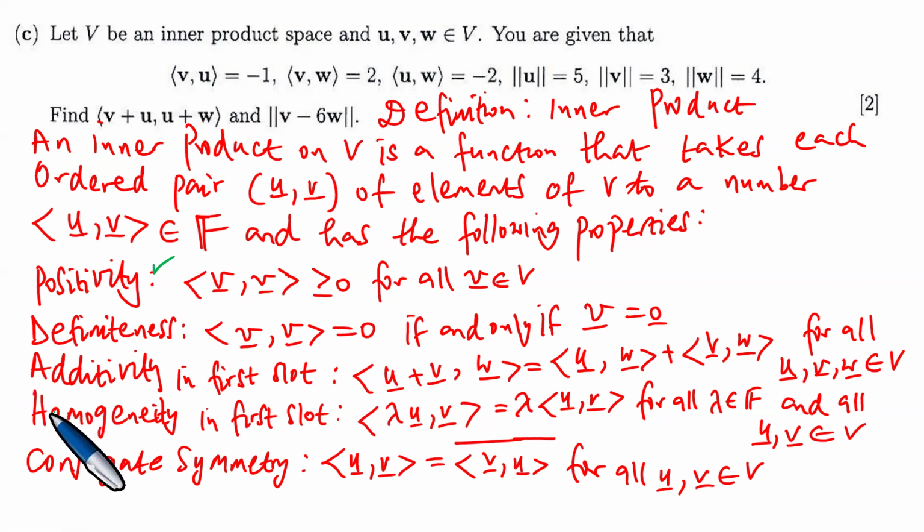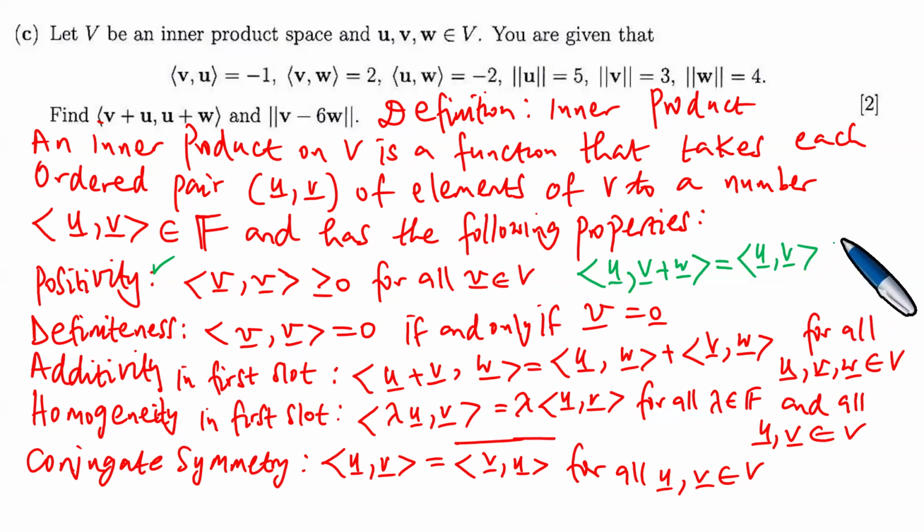As a deduction, what would we deduce, for example, from this particular additivity in the first slot property? What about if you have U and then V plus W? What then do we get? The inner product of U with V plus W is the inner product of U and V plus the inner product of U and W. Yeah, well done.